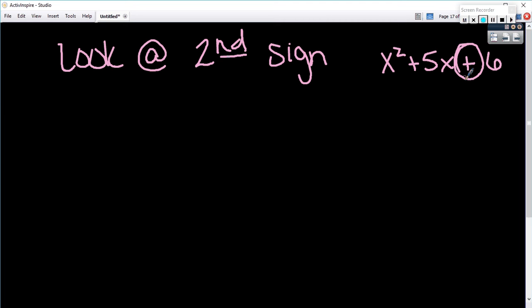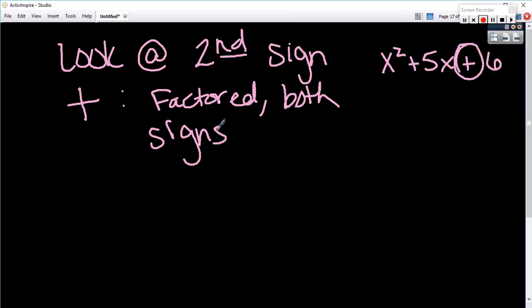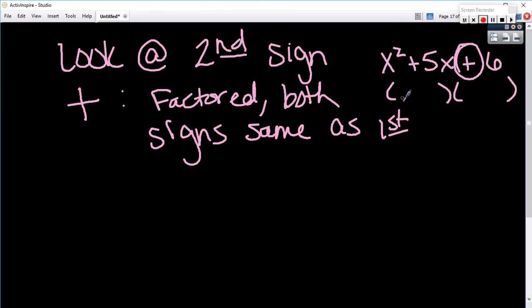There are two possibilities for my second sign. It could be a what? A plus. What's the other option? A minus, right? So if the second sign is a plus, then factored, both signs are the same as the first. Whenever I'm talking about factored, I'm talking about when I get it broken into two pieces like this. If the second sign is plus, then they both follow the first. So two pluses here when it's factored.